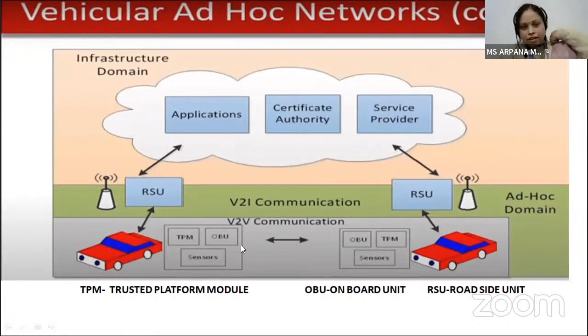This is the infrastructure domain in which the vehicles can communicate with each other. Here, this is the RSU, roadside unit. This is the onboard unit. This is V2I, vehicle to infrastructure communication. V2V, vehicle to vehicle communication. This is the trusted platform module, with the help of which the vehicles can communicate with the applications in the infrastructure domain. In the infrastructure domain, the vehicles utilize the trusted platform module for sending their sensed information, with the help of the RSU, to the applications of the infrastructure domain.